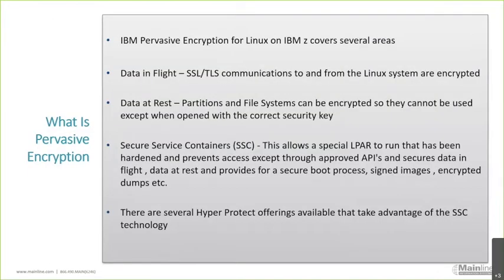Pervasive encryption has been around for many years, and there are several different areas that it entails. When it comes to Linux on Z, there are basically two main parts. There's data in flight, which you can think of as SSL and TLS type communications, so secure sign-ons, secure web traffic, and stuff like that. And then you have data at rest, which encompasses encrypting disk drives or file systems for data at rest.